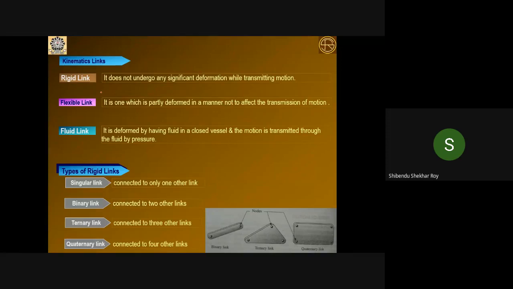So it is deformed by having fluid in a closed vessel and the motion is transmitted through the fluid by pressure. So out of these 3 types of link, in this particular class, we restrict ourselves within the rigid links. And rigid links are 3 types. Rigid links are different types, like singular links.